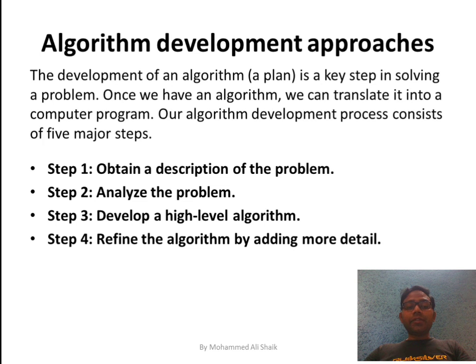Next step, you are going to refine the algorithm by adding more detail. For example, if you have a formula like the area of a square, side into side, you can write 2 into side. If a huge formula is there, you try to reduce the size of the formula, or if an algorithm is huge in nature, you try to reduce the size of the algorithm or reduce the number of steps in the algorithm. This is called the refinement process.